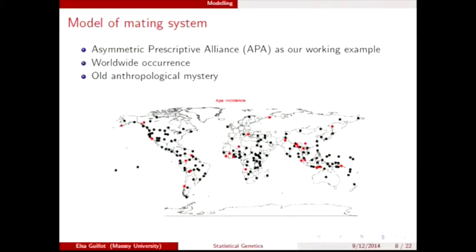And I'm going to look at a very specific and interesting mating system called asymmetric prescriptive alliance. It's been found in historical populations in all those red dots. So you can see it's all over the world except Europe. And it's kind of an anthropological mystery because this system tells you you have to marry your mother's brother's daughter and you have to move to a specific village, which is a very strange pattern, right? It's always the mother's brother's daughter, which is only one of the four cousins you can have, and you have this migration pattern. And no one really knows why they emerge, and specifically why they emerge in so many populations.